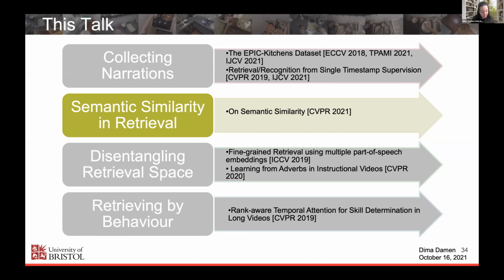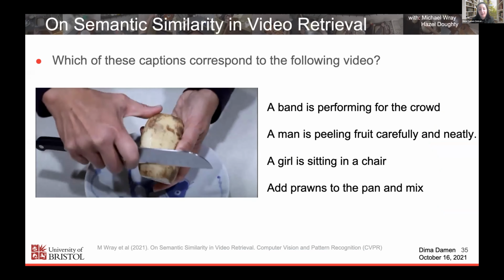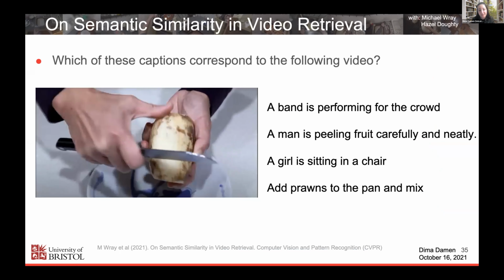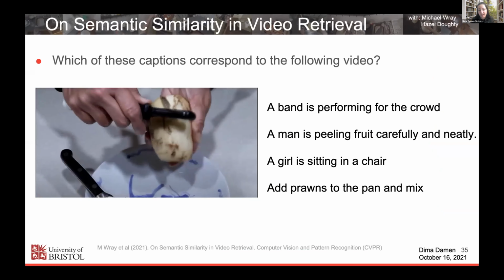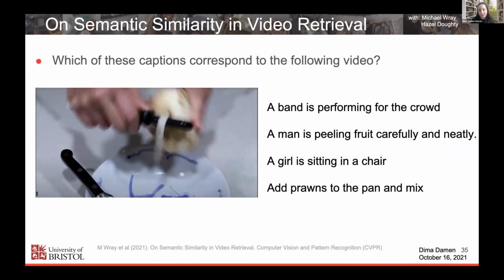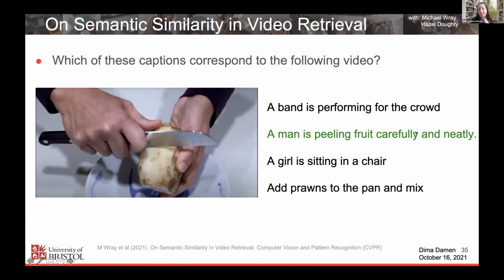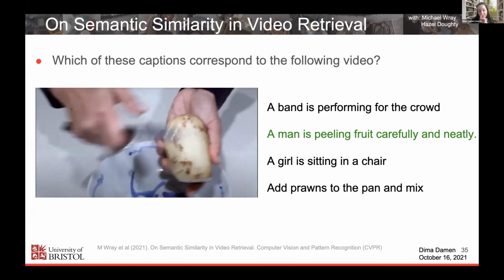Second in the talk, I'll present a paper we presented in CVPR on semantic similarity in video retrieval. And you're all familiar, this is actually from MSR-VTT. The video on the left is the query, and the 4 texts on the right are some of the gallery, some of the texts in the validation set. And of course, the best method is the method that's able to retrieve the sentence, "A man is peeling fruit carefully and neatly," as the best one.